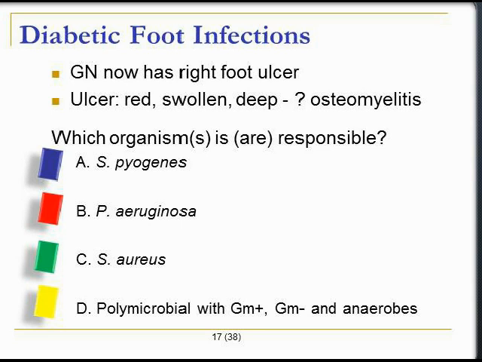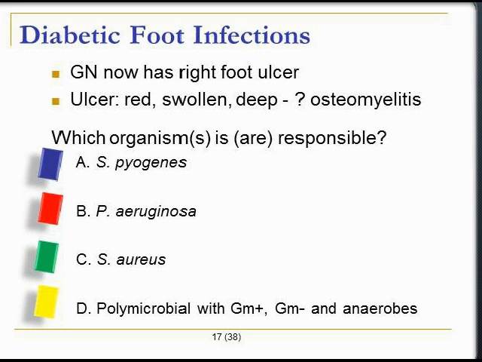The ulcer is deep, and the infection may involve the underlying bone. Her medications are the same as they were before. Her vital signs are stable. So the question is, which organisms are responsible for diabetic foot infections? Strep pyogenes, Pseudomonas aeruginosa, Staph aureus, or are they polymicrobial with gram-positives, gram-negatives, and anaerobes?